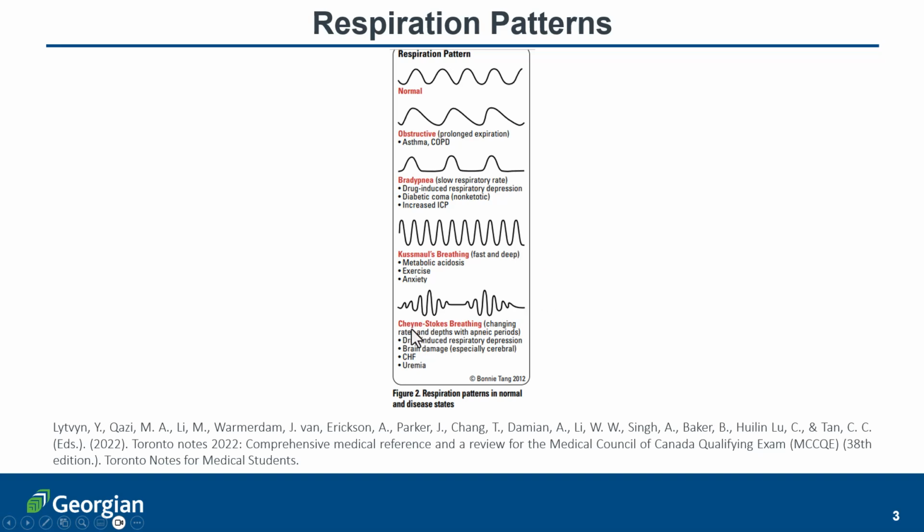The other type of breathing pattern that we'll examine is Cheyne-Stokes breathing. Here you have a changing rate and depth of respiration along with apnea periods where there's no breathing. That's quite ominous. That occurs, for example, in drug-induced respiratory depression, such as overdose with opioids, as well as in brain damage, especially when the brainstem and the respiratory centers in the brainstem are damaged. It can also occur in congestive heart failure and uremia from acute as well as end-stage renal failure. So that's acute renal failure, acute kidney injury, and end-stage renal failure.